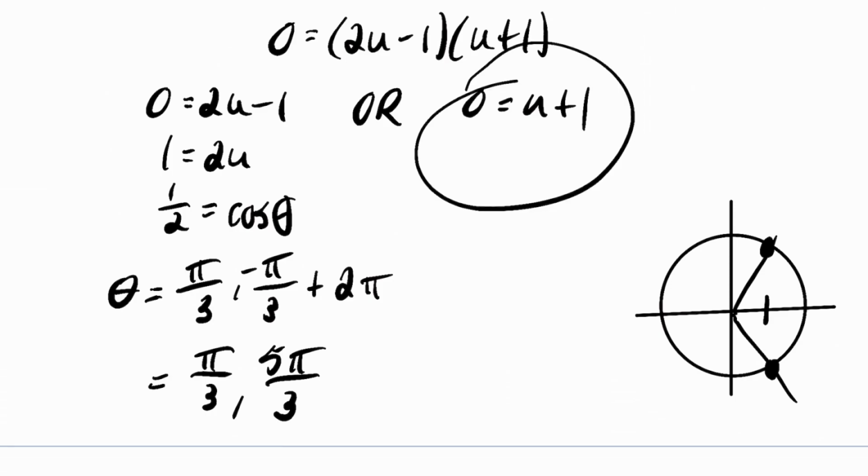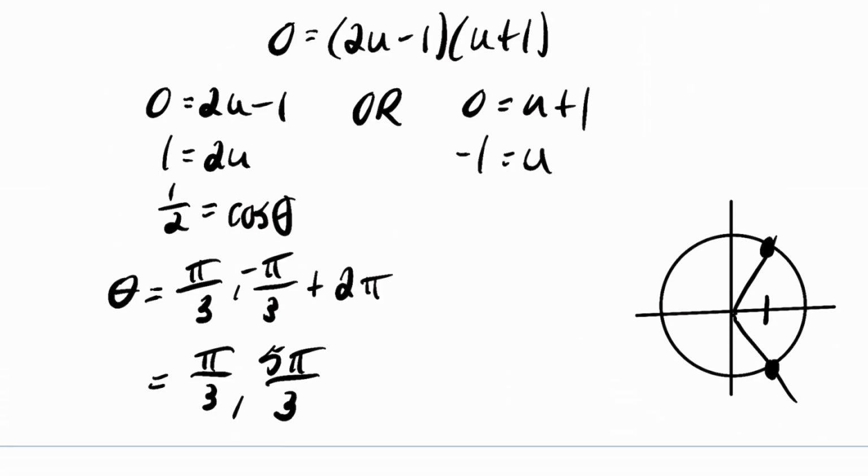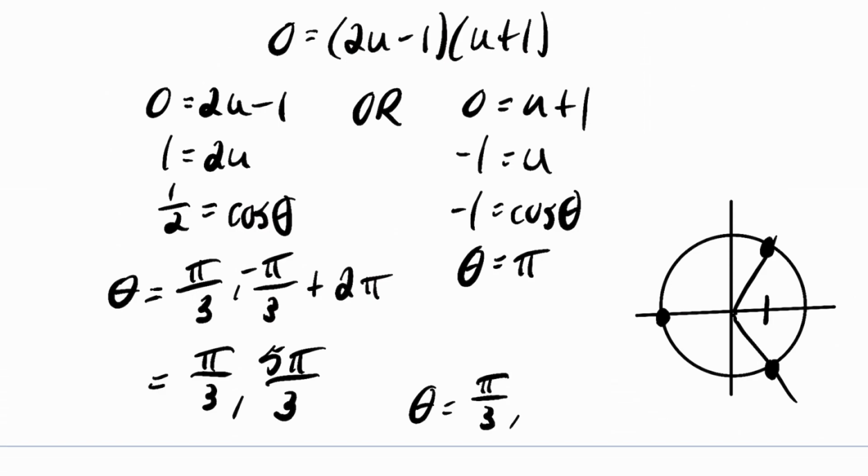Now I can go focus on this guy. I can subtract 1 from both sides. So I get negative 1 equals u. Equals cosine theta, right? Negative 1 equals cosine theta. So then I can ask, what angle values, substituted for theta, would cause cosine to be negative 1? Well, that's over here on the left edge of the circle, right? When x equals negative 1. Well, what angle is that? That's going to be pi radians. So theta equals pi. So my final solution list of all the solutions is theta equals pi over 3, pi, and 5 pi over 3.